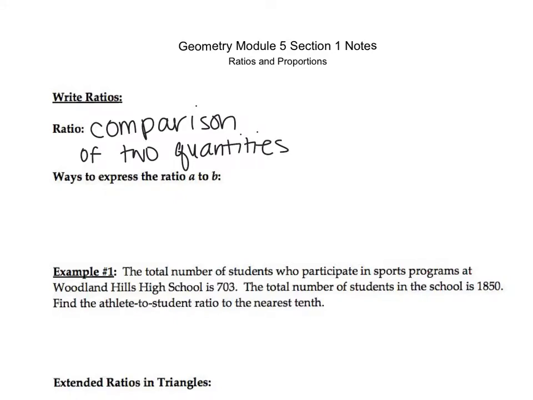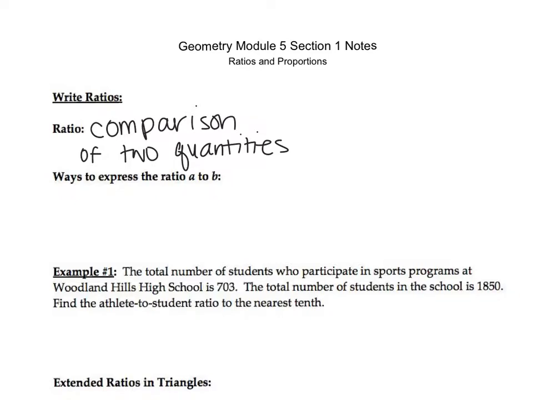So for example, you can compare the ratio of female to male students in a class. You can compare left-handed to right-handed people. You can compare eye color. There's lots of different ways you can compare two quantities. And there are a few different ways we express the ratio.